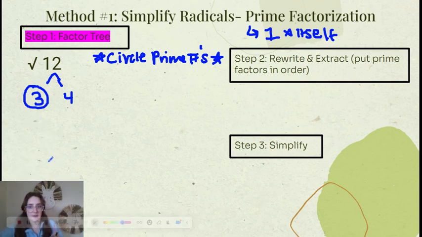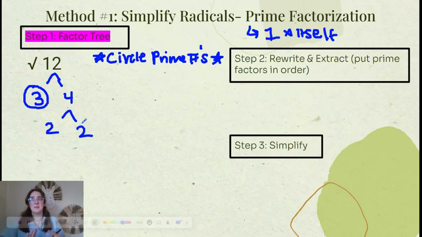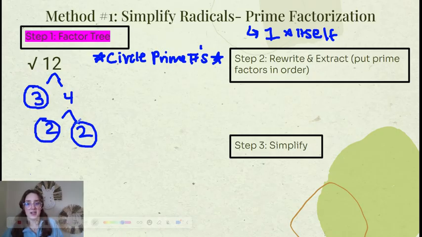Now I gotta erase this. All right, so in summary, circle prime numbers. 4 is composite. We keep going. That's going to be 2 and 2. And now 2 is again a prime number, because if we kept going, 2 and 1, 2 and 1, 1 and 1, right? So we circle them just to remind ourselves we stop here. It's also important because now we're highlighting there are 3 prime factors for 12. All right, so we're done with the factor tree. We've circled the prime numbers.